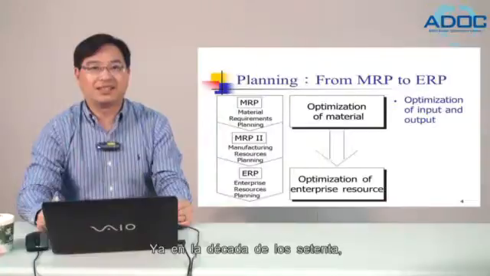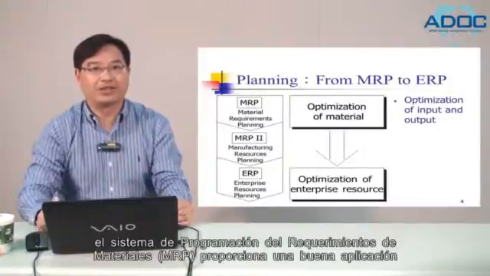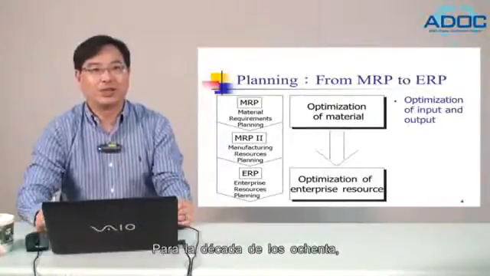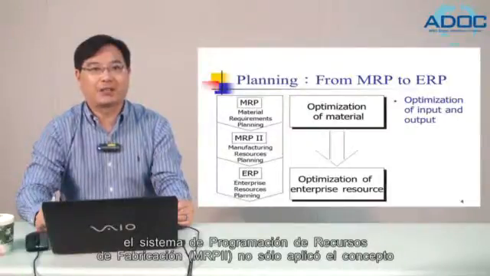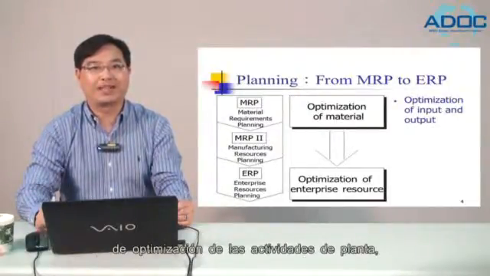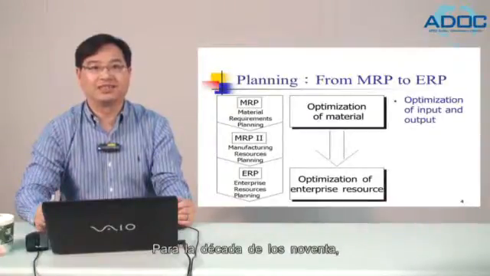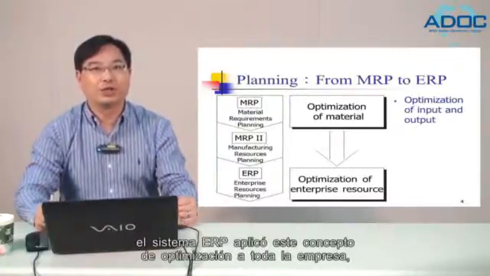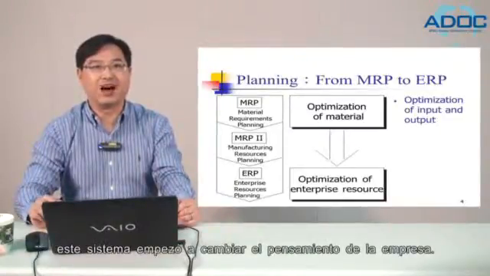As early as the 1970s, MRP systems provided a good application for the optimization of materials use. In the 1980s, MRP2 systems applied this optimization concept to the plant's activities, also with good results. In the 1990s, ERP systems applied the optimization concept to the whole enterprise. It began to change the thinking of the business.